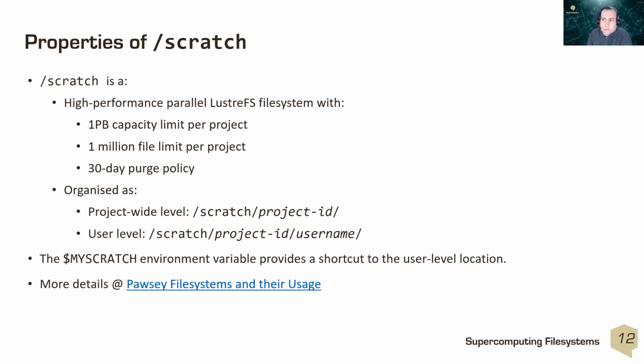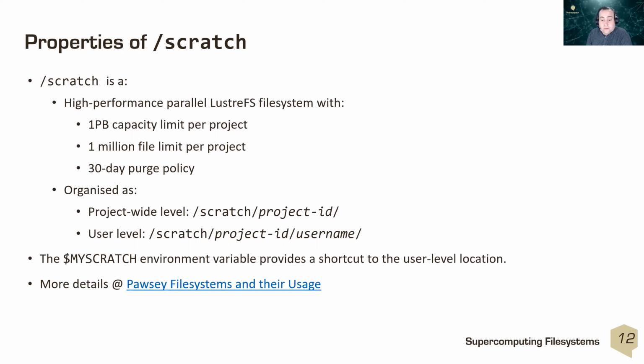And likewise, we've experienced a few projects that have been creating a very large number of files on the existing Scratch file systems. And so we're implementing a 1 million file limit on the new Scratch file system. And it also has that existing 30-day purge policy. So if files don't get used within 30 days, they will be deleted off Scratch to make sure there's enough space for others to use it.